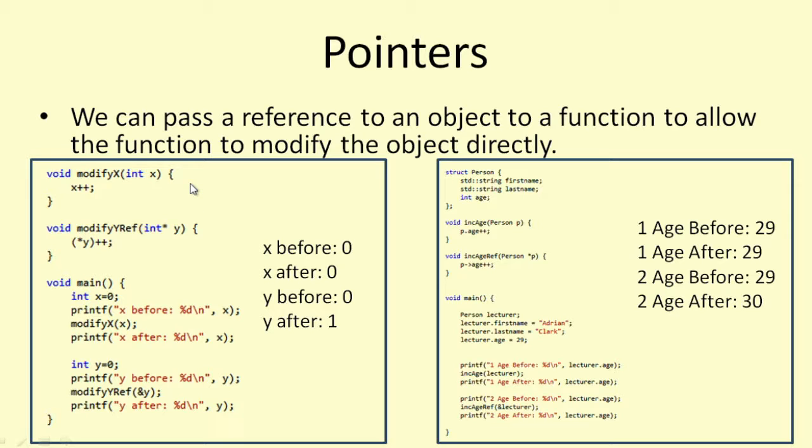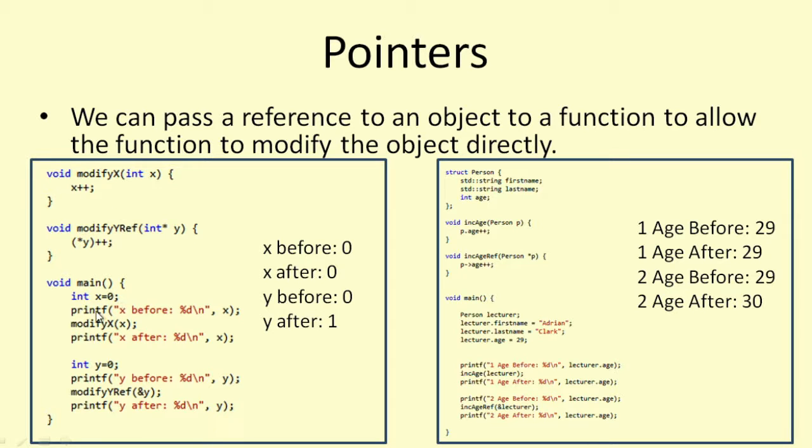As far as why you might want to use them, pointers basically allow you to pass a reference to an object into a function, which allows the function to modify the object directly. So I've got a couple of little chunks or snippets of source code down here. Let's say we have some variable x which we define in the main function, and we want to have a function which modifies it somehow.